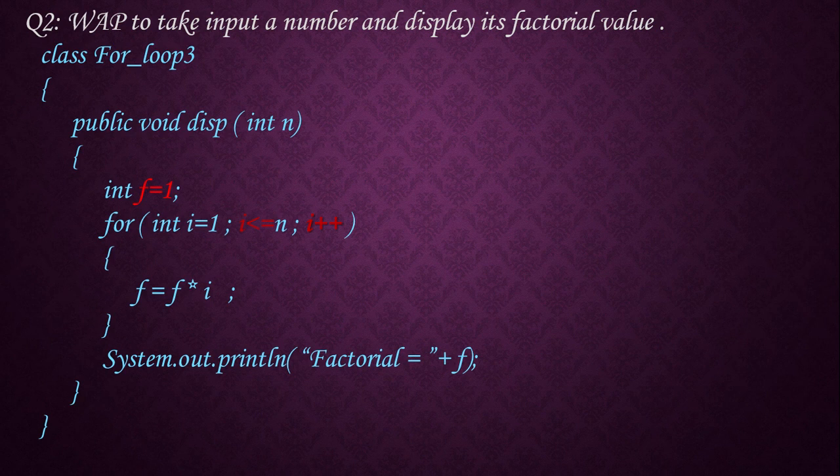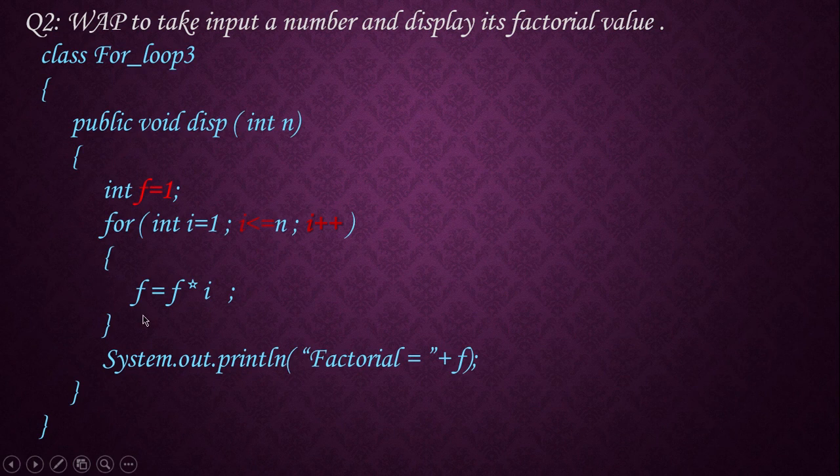So what I told, factorial value starts from 1 and it goes up till that number. So that is why I have initialized my i with 1, and my loop will continue until and unless my value is equal to n.